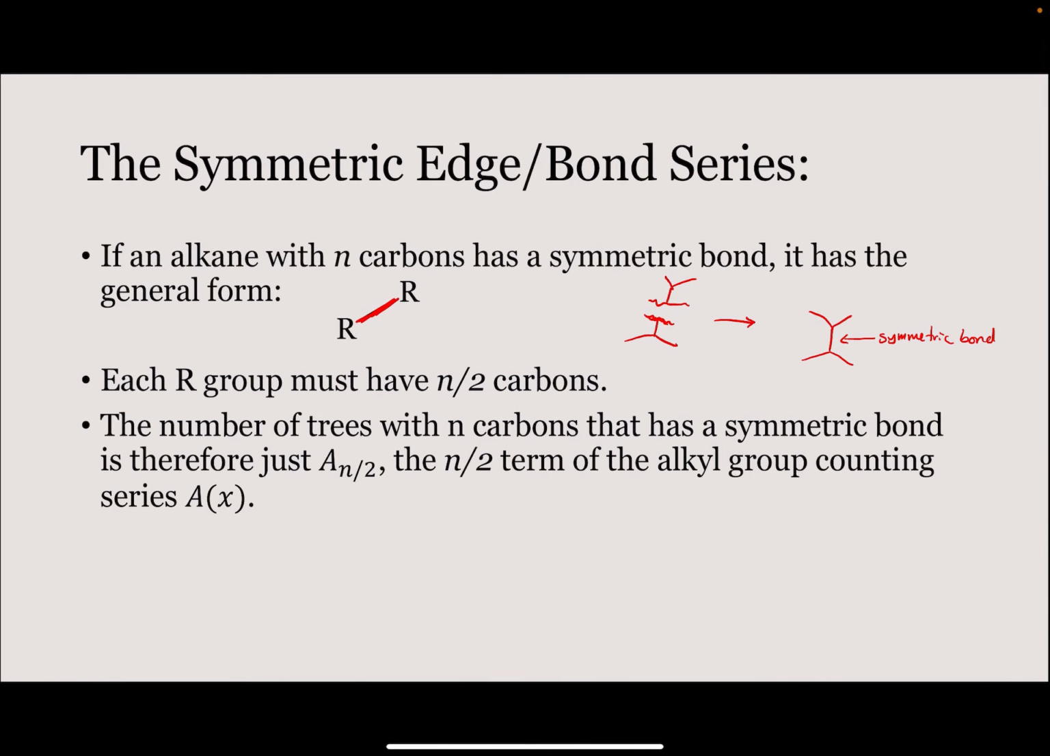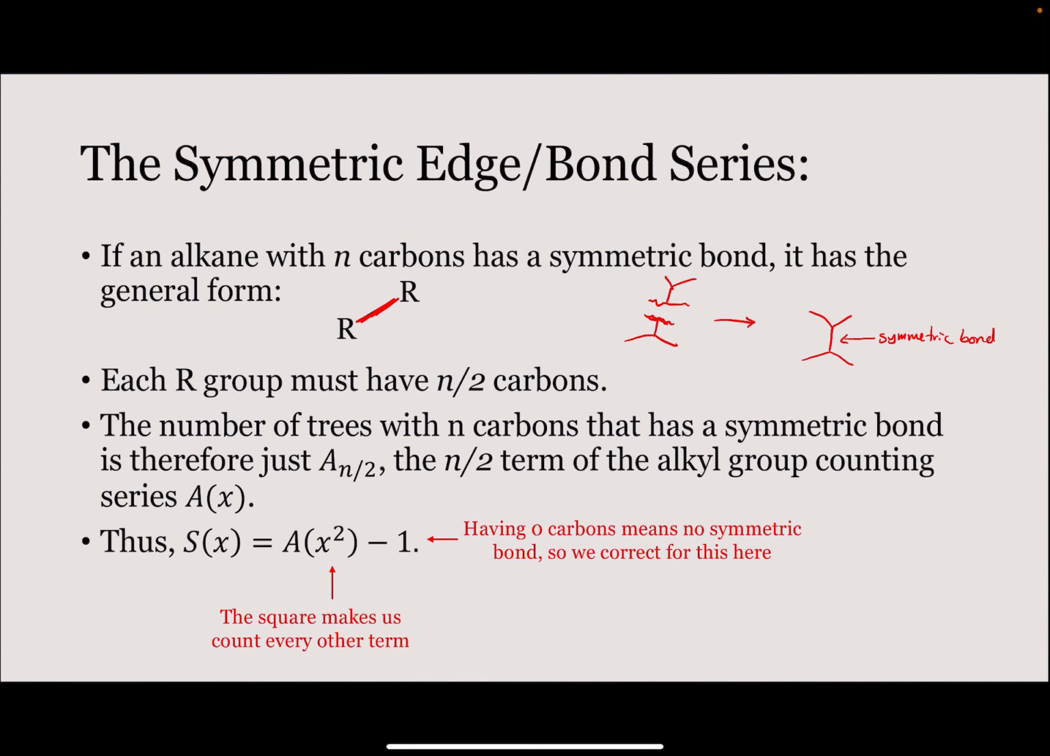Okay, so when we actually compute that, what we're going to see is our generating function is going to be the following: A(x²) minus 1. So two small corrections that we make to our generating function. This minus 1 term makes sure that we count 0 carbons as meaning no symmetric bond. We correct for that because remember, in the alkyl group, we count just the hydrogen as 1, but we don't want to count 2 hydrogens tied together as being an alkane, because that's not really of interest to us.